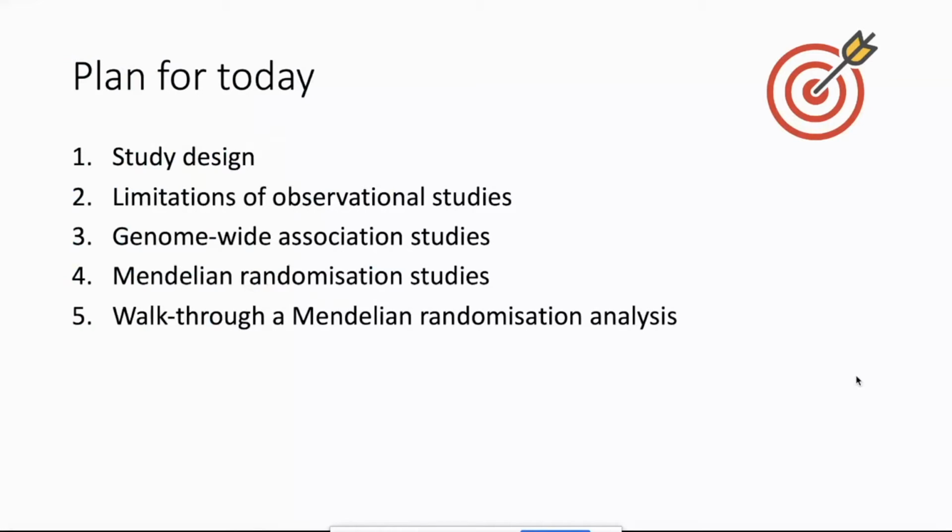The plan for today's session has 5 key aims. Firstly, I'm going to do a little bit of a revision of study design and research methodology, focusing on the limitations of observational studies and a primer on genome-wide association studies. Then we'll discuss what Mendelian randomization is and how we set up this research method. And then we'll walk through how we go about a simple Mendelian randomization study as an example, to bring the concept to light and make it more concrete.